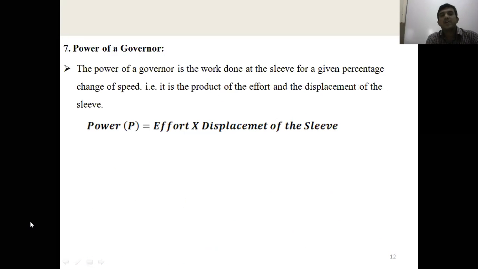Next, power of the governor or work done by the governor. As you know, the sleeve moves up and down, there is a displacement, a change in position of the sleeve takes place. How does the change of position take place? Only when an effort or a force acts on the sleeve. The force into displacement gives the power of the governor or work done by the governor. Effort into displacement of the sleeve. These are the 7 basic concepts you should remember.